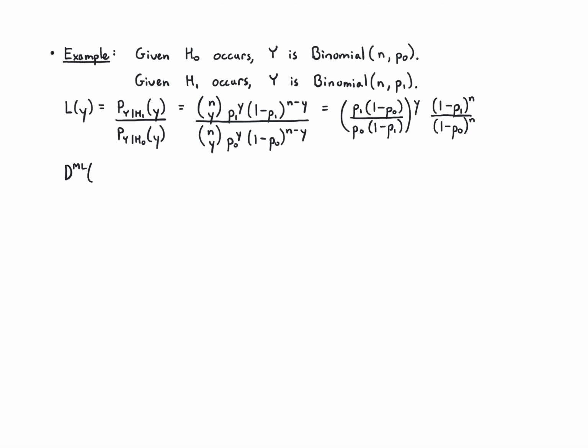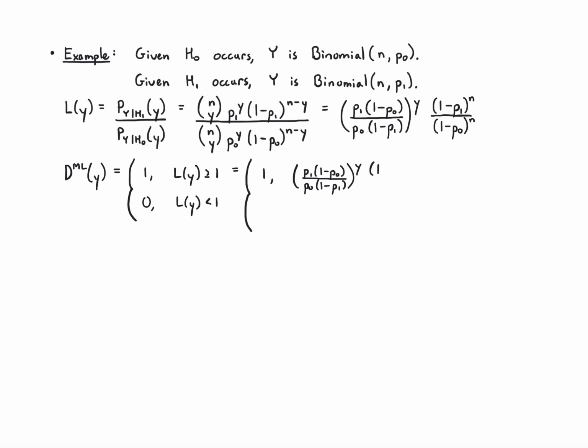Okay, so then the ML rule is just going to take this likelihood ratio and say that I decide 1 when this likelihood ratio is greater than or equal to 1, and 0 otherwise. So it's going to be 1 whenever this function, which we just wrote out, p1 times 1 minus p0 over p0 times 1 minus p1 raised to the y, times 1 minus p1 to the n over 1 minus p0 to the n, is greater than or equal to 1, I decide 1. And if it's less than 1, I'm going to decide 0. So this is the form of the ML rule that I get from the likelihood ratio.